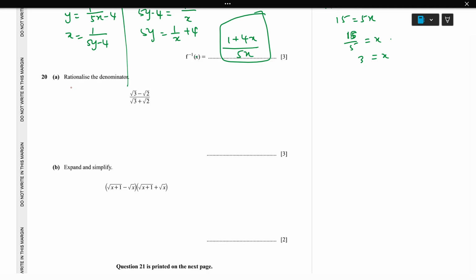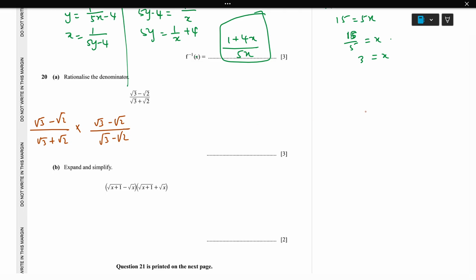Okay, next question, rationalize the denominator. So in the denominator, we need to get rid of the square root. So we have (root 3 minus root 2) over (root 3 plus root 2). We need to multiply by the opposite sign of the denominator, so (root 3 minus root 2) over (root 3 minus root 2).